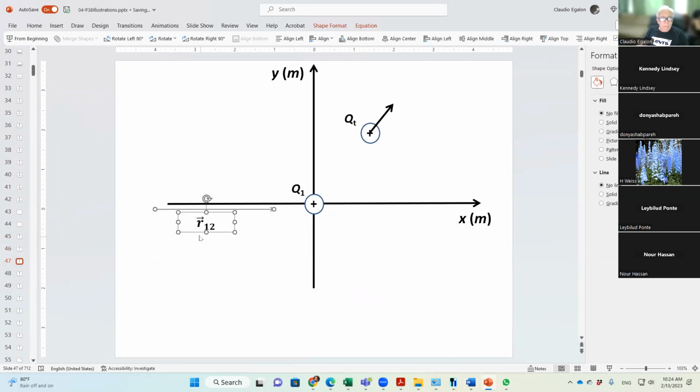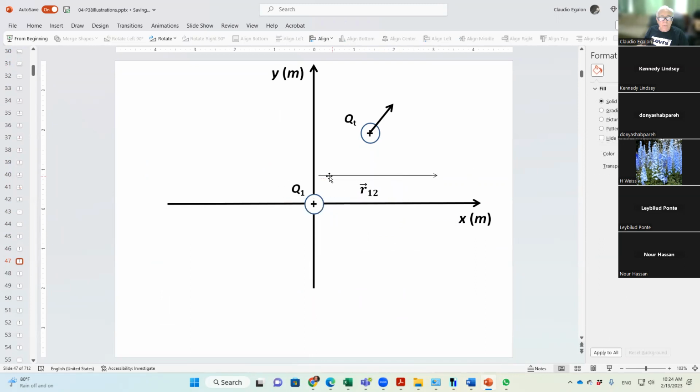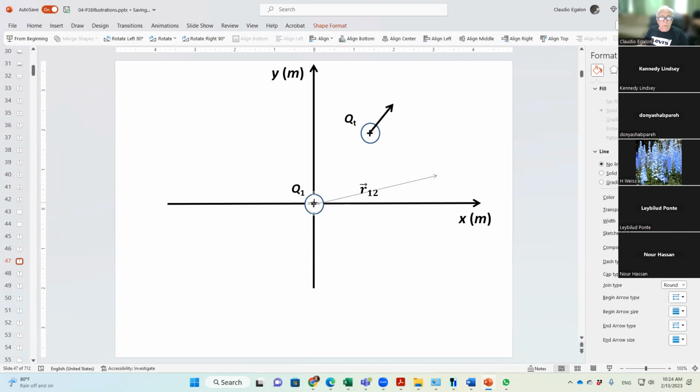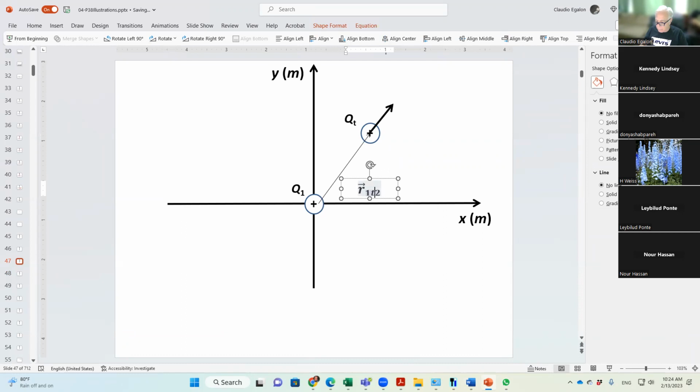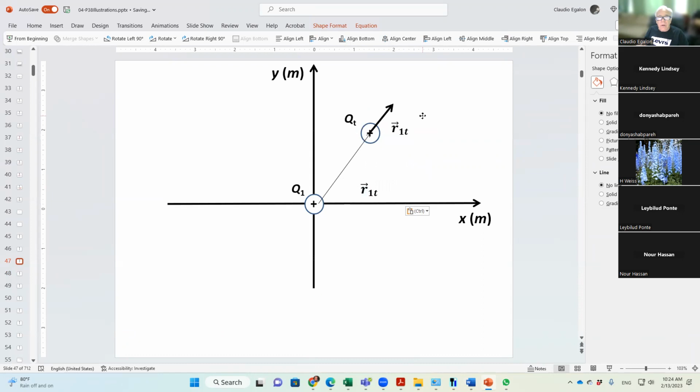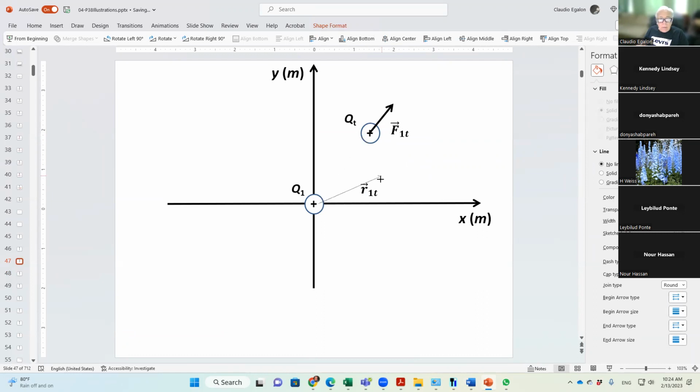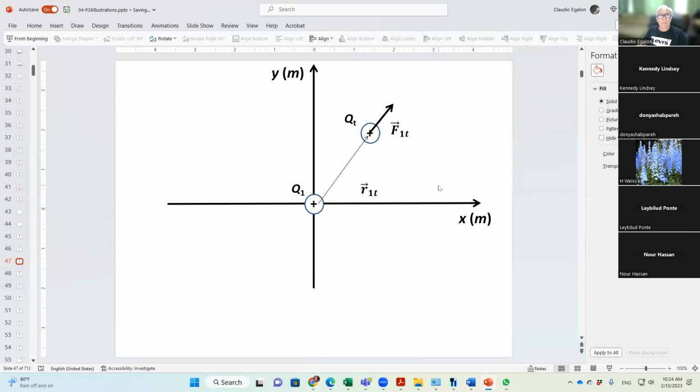Yep, right in here. Vector position from charge 1 to test charge T. And then what I have to do here, I have to label that force. Here is going to be electric force F1T, like that. I'm going to shorten this vector a little bit more so you can see its arrow. Here you go.